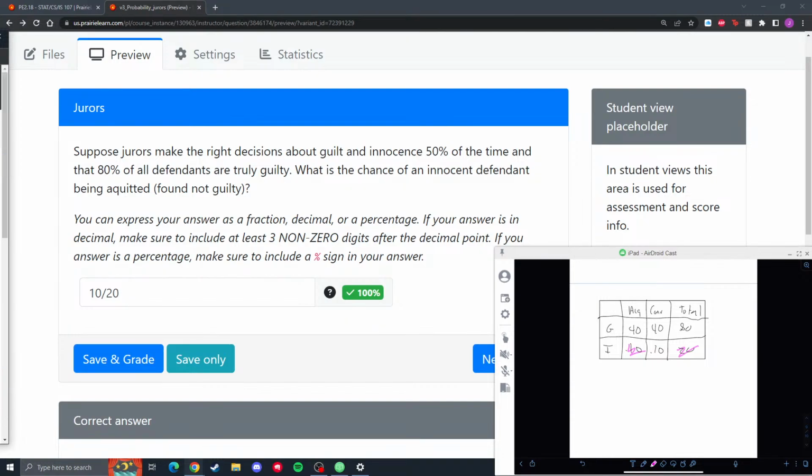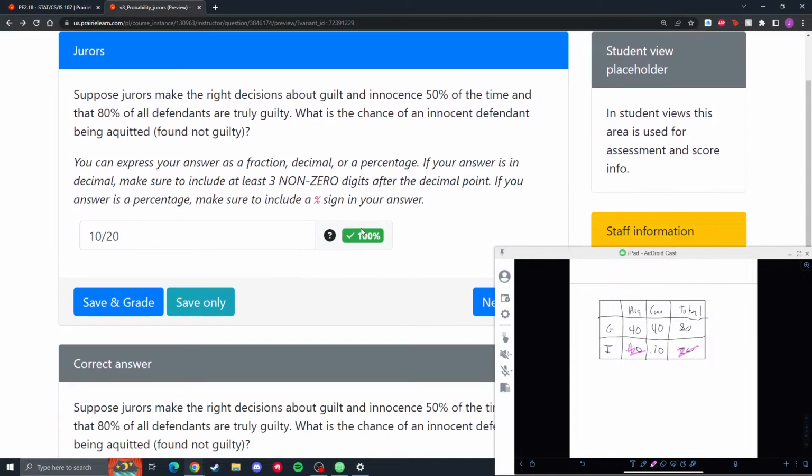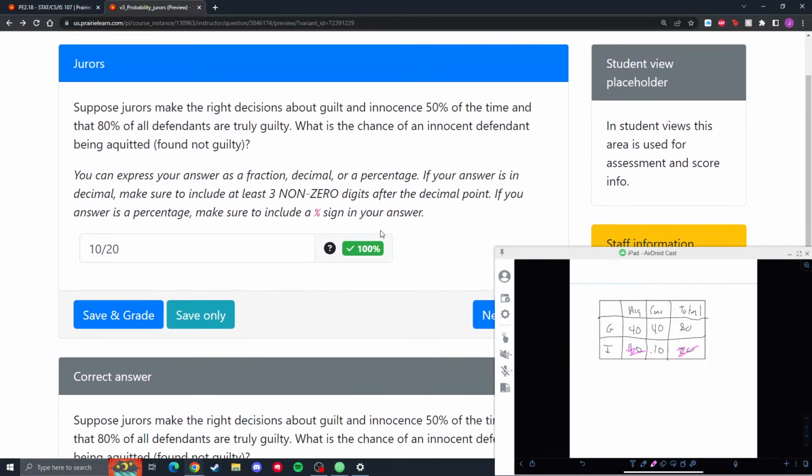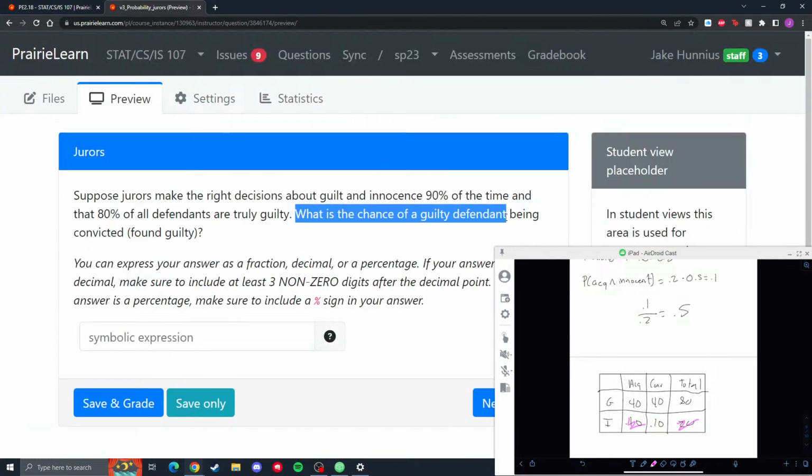Probably. Yeah, in this case we can, because it's just 50%. But it's not always that way. I would always recommend working it out because, if I hit new variant here, it's going to ask for a different thing. Or I guess in this case it's not. But here's one where they're wrong, but it's still the same number, but it's going to be different every time. You can think of it that way, but I would always recommend working it out because you never know what you're going to get on the exam.